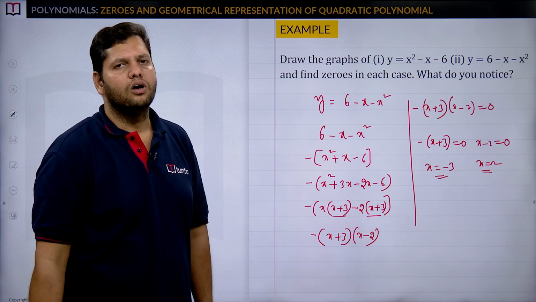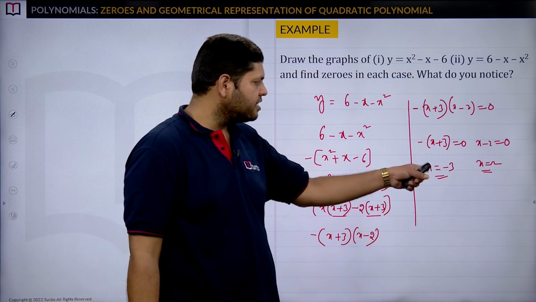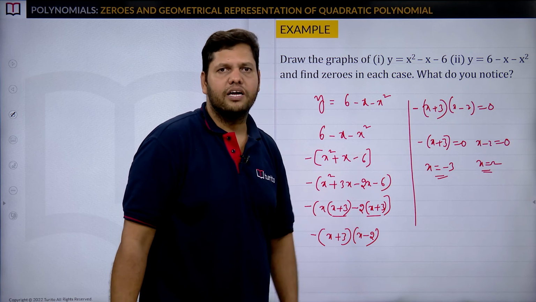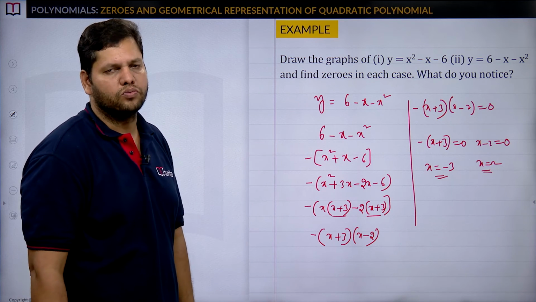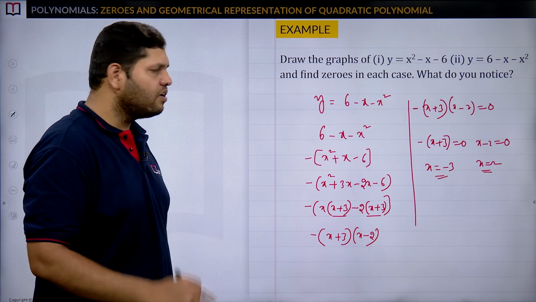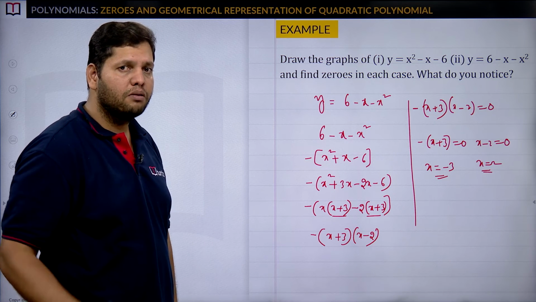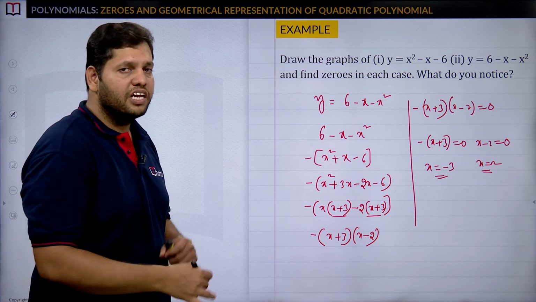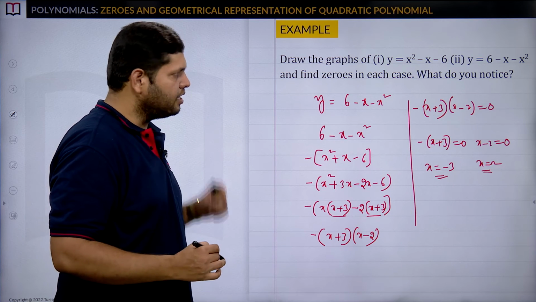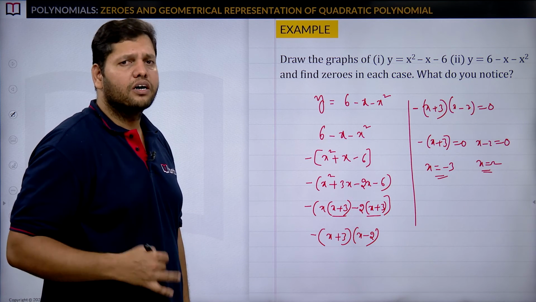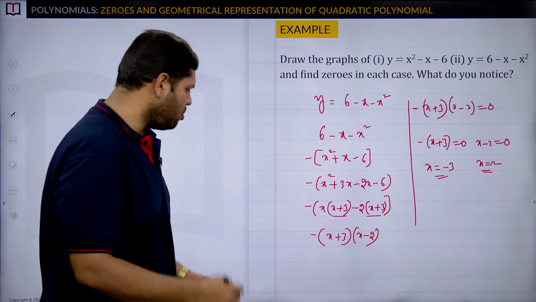Clear, children? So these are the two zeros of the polynomial. One is x equals minus 3 and the other is x equals plus 2, positive 2. So we found the zeros of this quadratic polynomial theoretically, and the same zeros we are going to find graphically. That is called the graphical representation. Let us see, children, how we can do this.